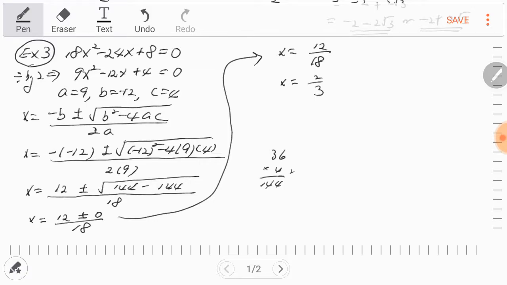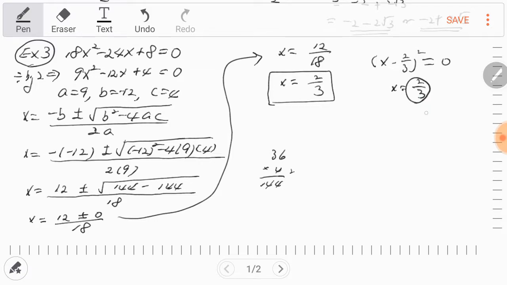2 over 3 plus or minus 0 is just 2 over 3. So there is one solution, but this one solution is repeated twice. Do you remember, if something squared is 0, then there's only one solution? Like x minus 2/3 squared is equal to 0. Then what is x? x equals 2/3, and this factor is multiplied twice, right?